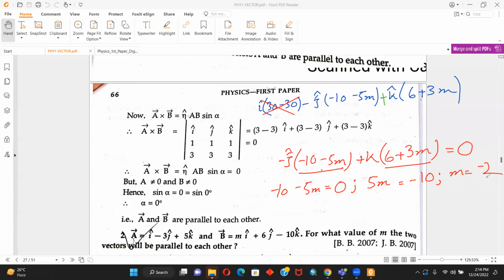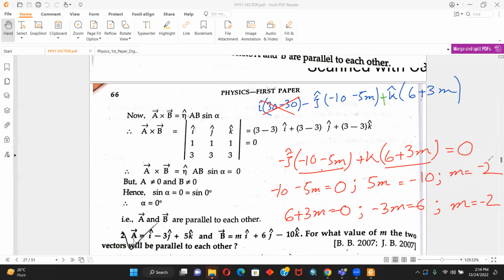Is that correct? Yes. Okay. And also 6 plus 3m should also be equal to 0. Then we could say that minus 3m equals 6, and m equals minus 2. So what will be the value for m eventually? The value for m would be minus 2.